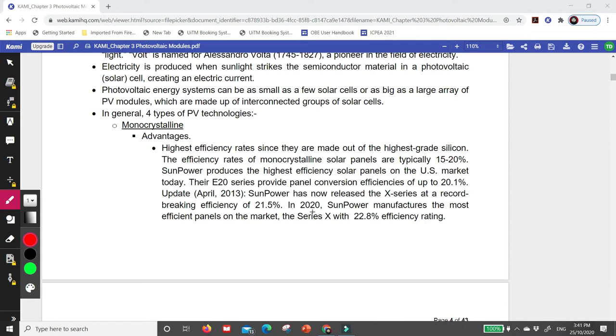But nowadays in 2020, SunPower again broke the record, producing the most efficient panel on the market, with an efficiency of about 22.8%.